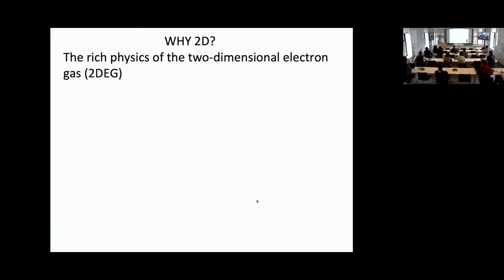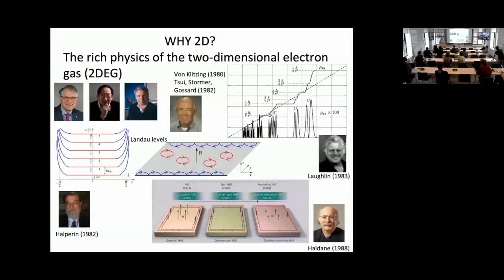There's very rich physics in 2 dimensions, and in particular, the 2-dimensional electron gas has been a subject of study for many decades, and it has revealed a lot of really beautiful phenomena. Here's just one representative picture. This is the fractional quantized Hall effect, having to do with Landau levels of the electrons, these orbits that the electrons undergo when they are confined in 2 dimensions and subject to an external magnetic field.